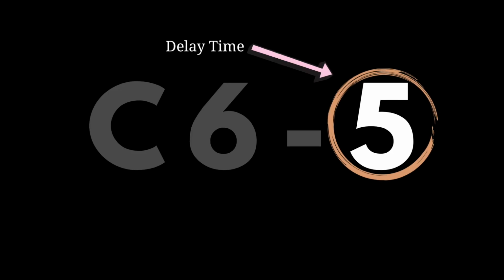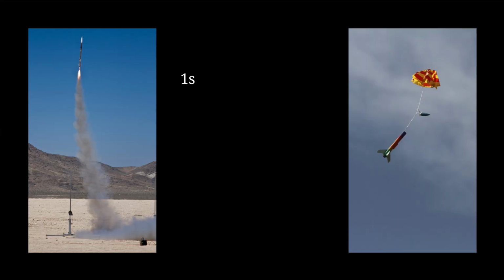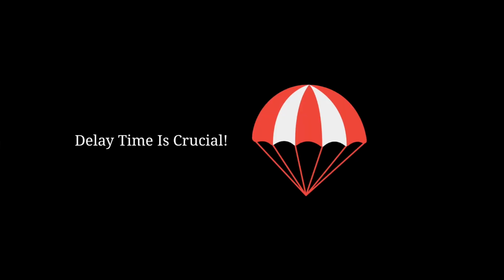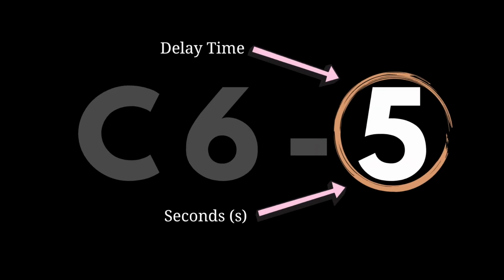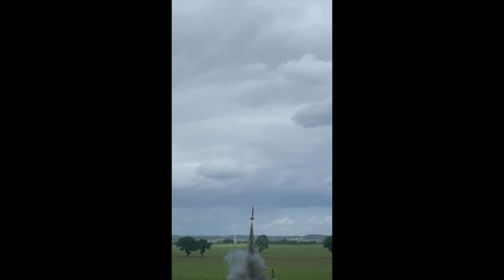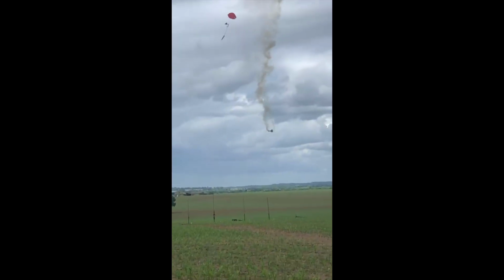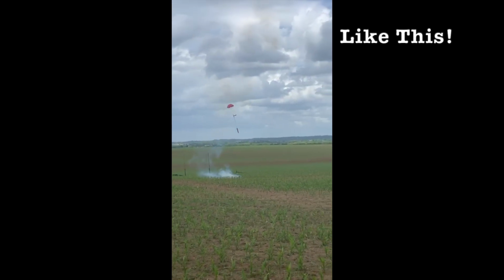The second number, in this case 5, refers to the delay time before ejection. This is measured in seconds. This is the delay between the motor burnout and the parachute ejection. It's important our parachute comes out at the right time. So knowing what these numbers mean allows you to get the right motor for your rocket. If the delay time says 5, then 5 seconds after burnout, the parachute pops out. Too early or too late can mess up a recovery.